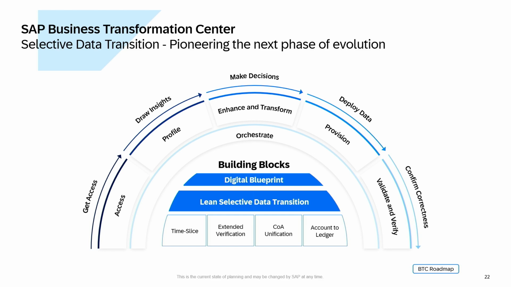We want to extend the verification, so this confirm correctors part will be extended. As the next block, we have the chart of account unification, which at the end also serves as baseline for the account to ledger approach. So these are the 4 building blocks we have on the public roadmap for BTC, and we want to provide really more value. And I think with this package, we already have a lot of value we can offer to our customers and partners.